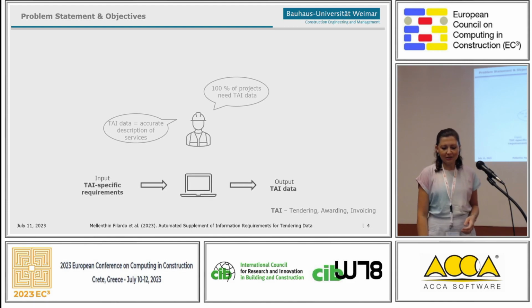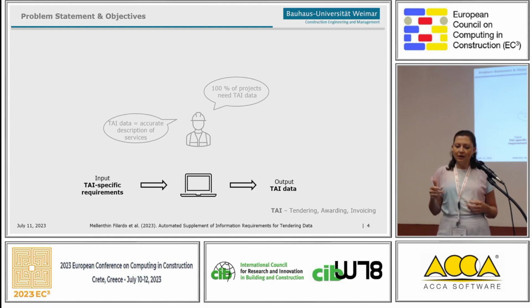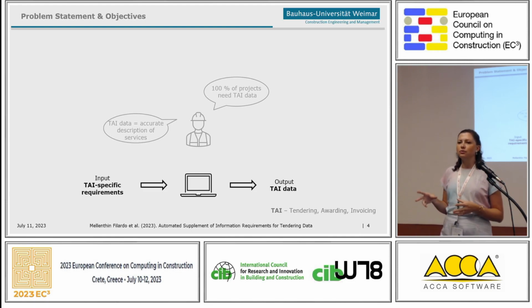The way it is right now is that, best case scenario, we have some tables. If not, we have some PDF files or paper-based requirements that are not really compatible with the model-based approach that we are trying to strengthen. So the idea would be to have a workflow where we can input these requirements, in this case TAI-specific requirements, into our modeling environment, for example, and have the output already TAI compliant.